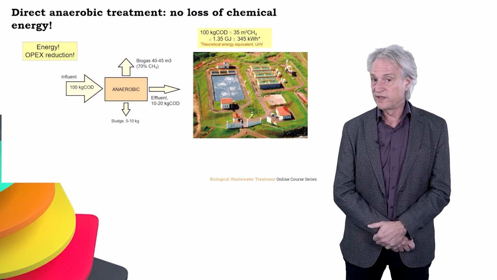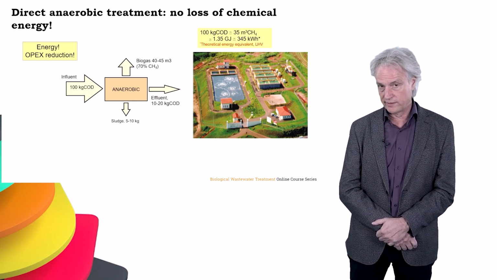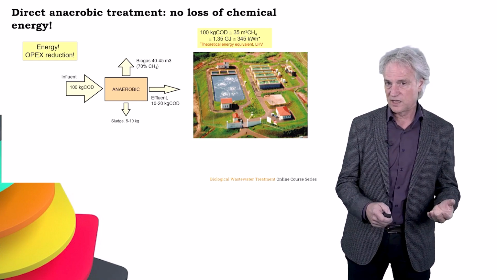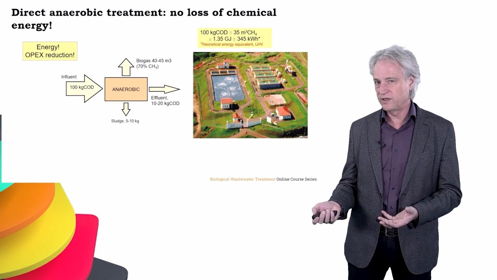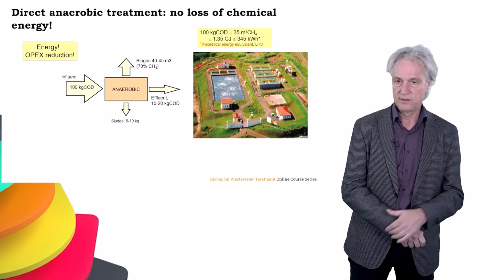Most of the energy is contained in the biogas as methane. And we see that the effluent has a little bit more COD in the effluent, meaning the anaerobic reactors are apparently a little bit less efficient in their conversion than the aerobic counterparts.